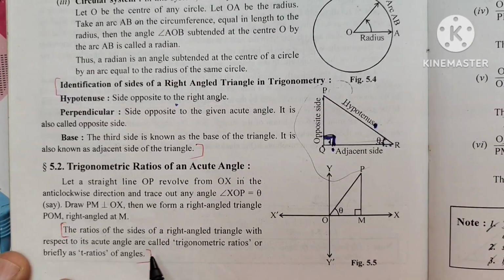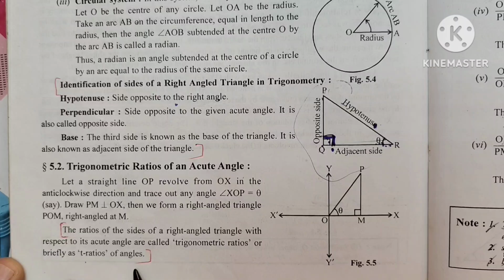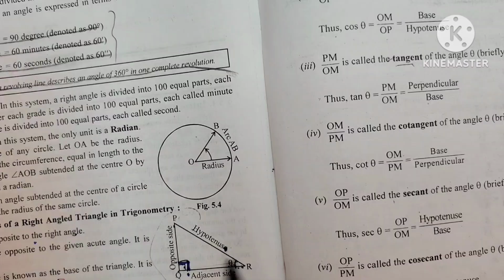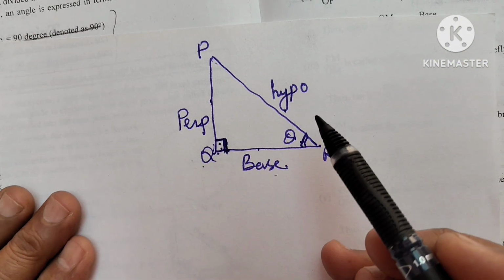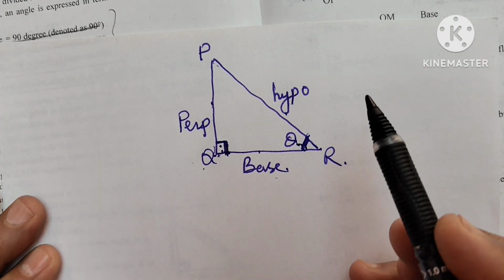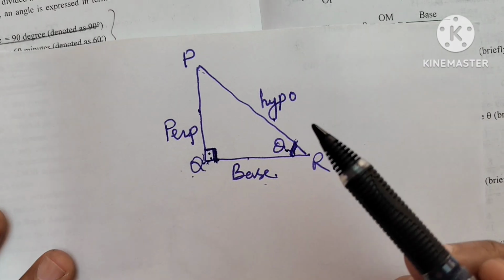The ratios of the sides of a right angled triangle with respect to its acute angle are called trigonometric ratios, or briefly T ratios of the angle, meaning trigonometric ratios of the angle. Here we are going to use one angle. For example, again I am showing this right angle triangle. In this right angle triangle you are going to find the ratios of this angle. So you can write it in this way.